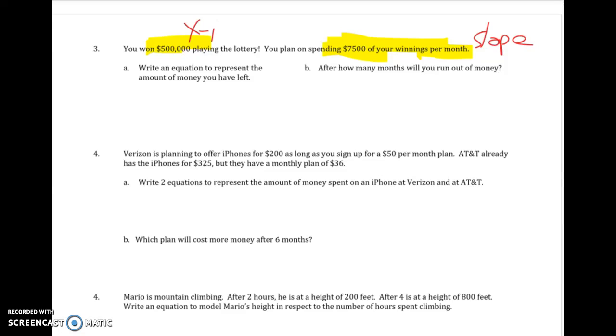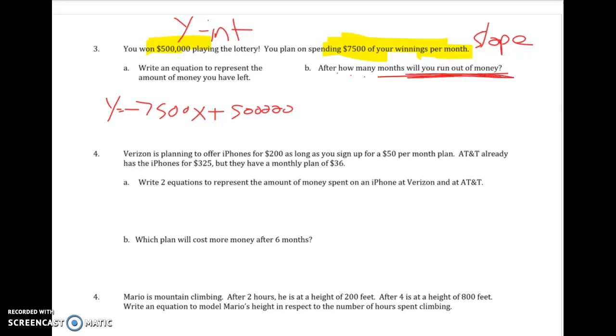So that's my y-intercept. That's not a very good y. Let me fix that. Y-intercept. That's better. All right, so that's my y-intercept, which means, write an equation. This is easy, but what's happening with the $7,500 per month? It's not going up, it's going down. Okay, so my equation has to be y equals negative 7,500 x plus 500,000.